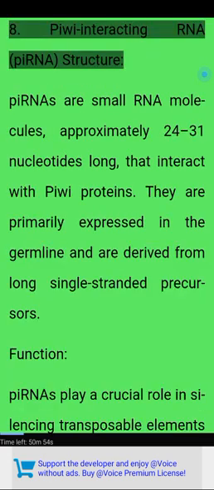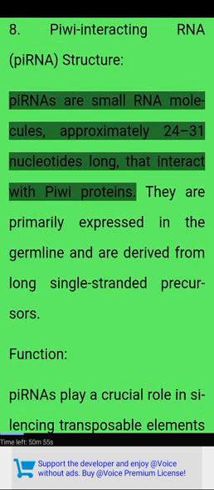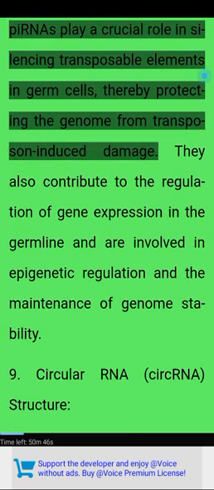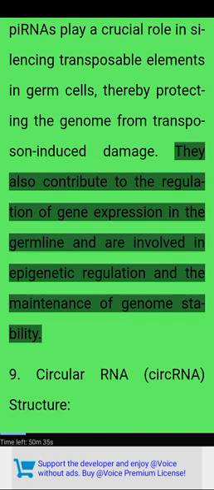8. Piwi-interacting RNA, piRNA, structure. piRNAs are small RNA molecules, approximately 24 to 31 nucleotides long, that interact with Piwi proteins. They are primarily expressed in the germline and are derived from long single-stranded precursors. Function. piRNAs play a crucial role in silencing transposable elements in germ cells, thereby protecting the genome from transposon-induced damage. They also contribute to the regulation of gene expression in the germline and are involved in epigenetic regulation and the maintenance of genome stability.